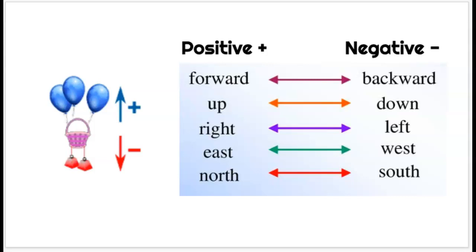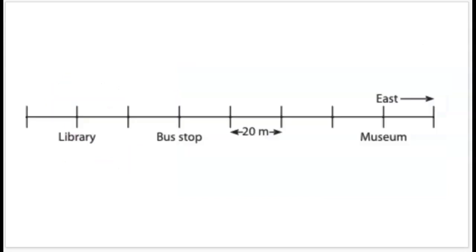And over here on the left, I even have a little graphic that shows a little basket with balloons and weights. If that basket were to travel up, okay, it's in the positive direction. Down would be in the negative direction. So here's another way to look at that same idea.